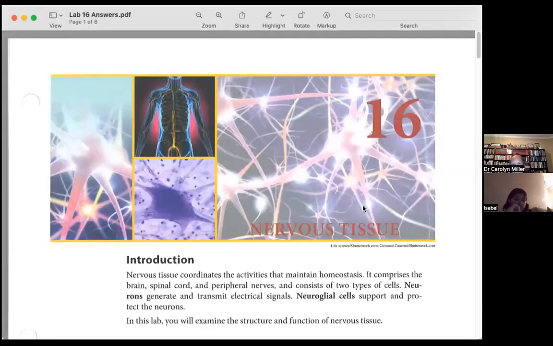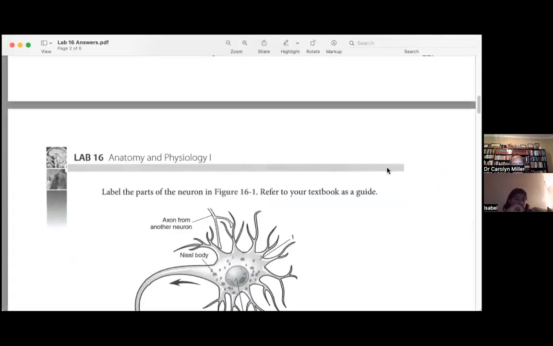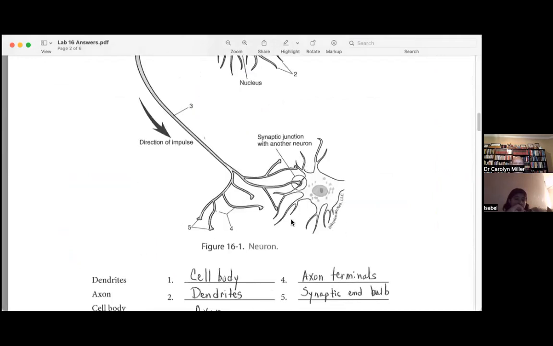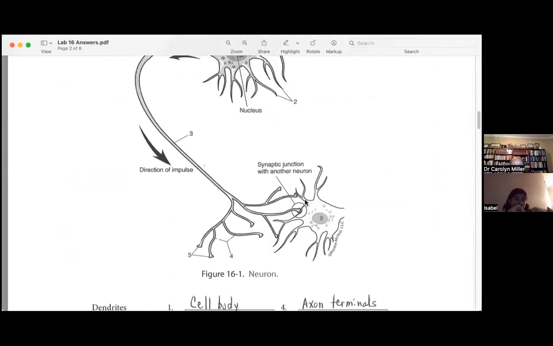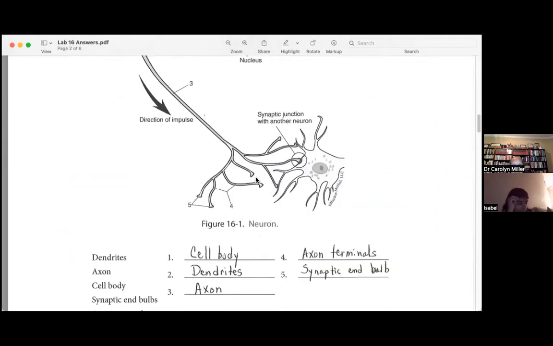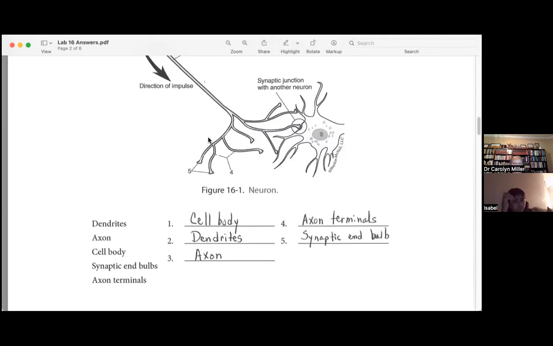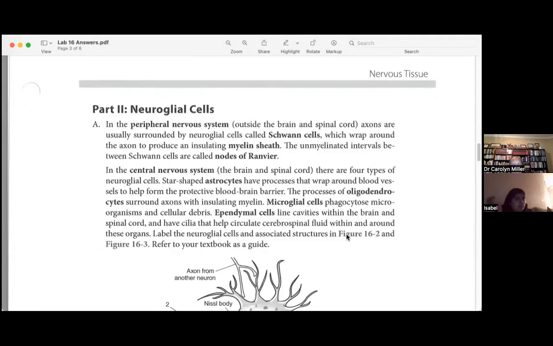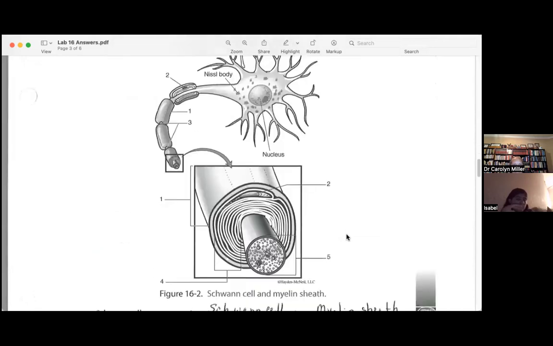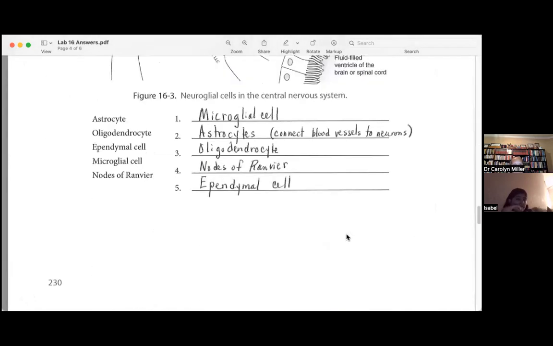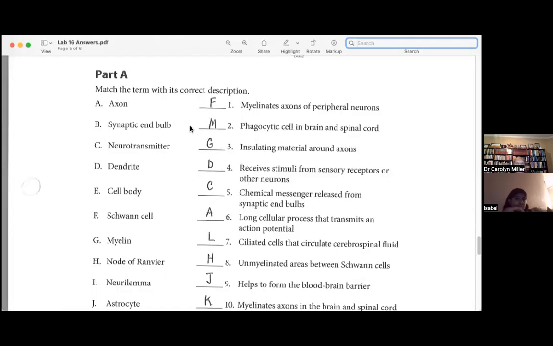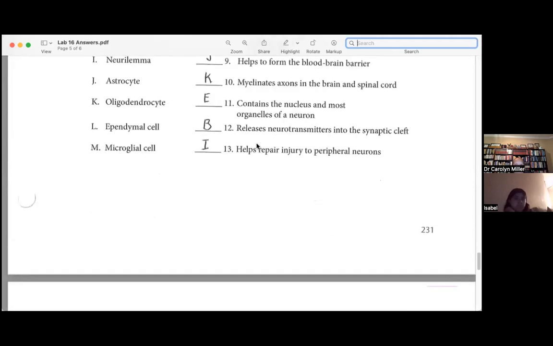So for the lab, here is this one, which said know the parts of a neuron and their action. So again, the dendrites, the axon, and the terminal boutons or synaptic end bulbs. The neuroglia, the 4 in the CNS and the 2 in the PNS. And it said part A, page 231. So here is part A, page 230. Is it page 231? Yes, part A.